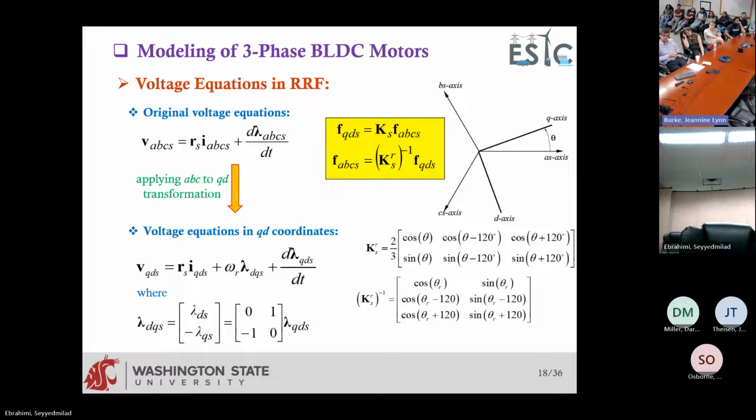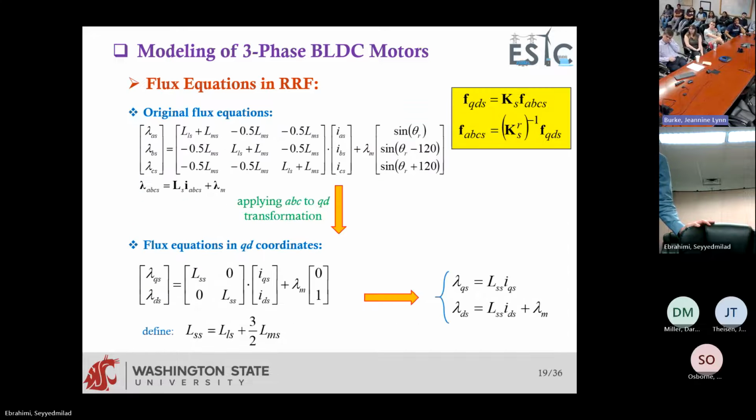ABC variables. These are AC variables, not only AC but also with varying frequency because the speed of the shaft is not constant. But when you move them to QD coordinates, they all become constant DC, at least in a steady state, right? So what happens is resistive voltage drops plus the rate of change of flux plus omega multiplied by lambda, which is defined here. These are called the speed voltage terms, right?